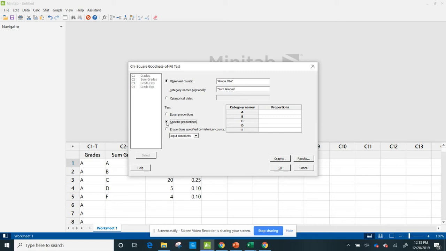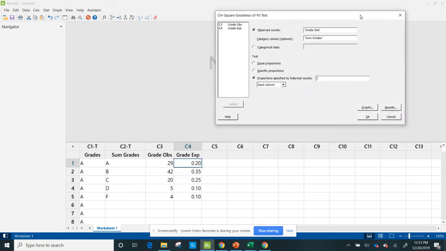I'm going to hit proportions, and then I'm going to do by input column. All right. You might have seen some other stuff I was doing. I'm going to show you in a minute why I did that other stuff. But this is what you want to do when you have put your summarized data in. Again, summarized data, they gave it to me in a table. So I want to change proportions specified by historical counts, and I want to do input column. What that does is it says, okay, go to this part of Minitab and get me this column.